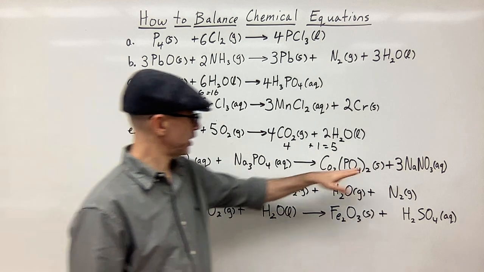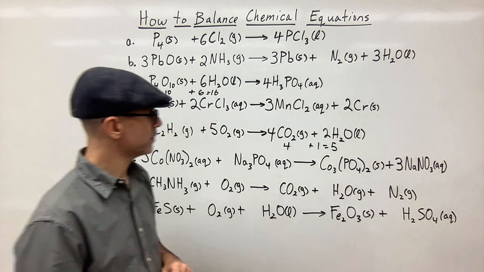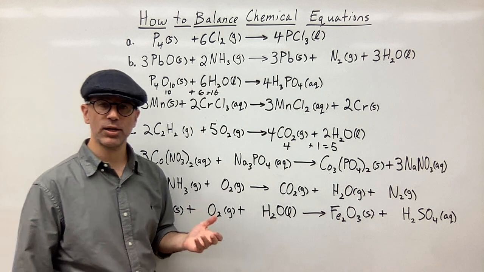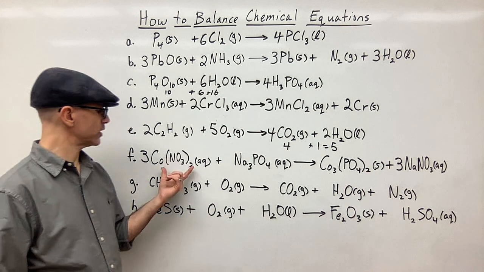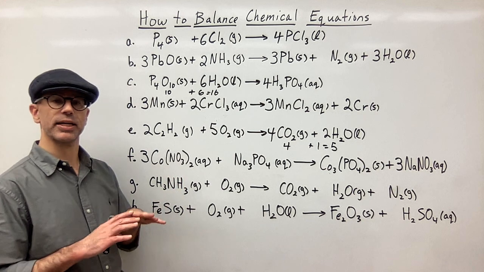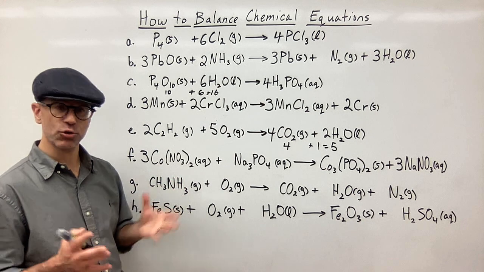1 times 3 is 3. 3 times 1 is 3. And so now all my metals are balanced. So now I'm going to balance the polyatomic ions. I'm going to treat each polyatomic ion as a unit.